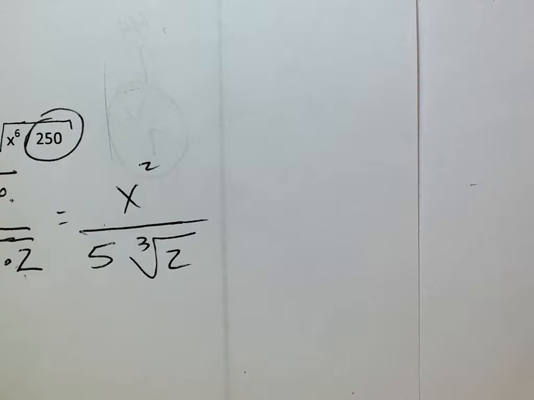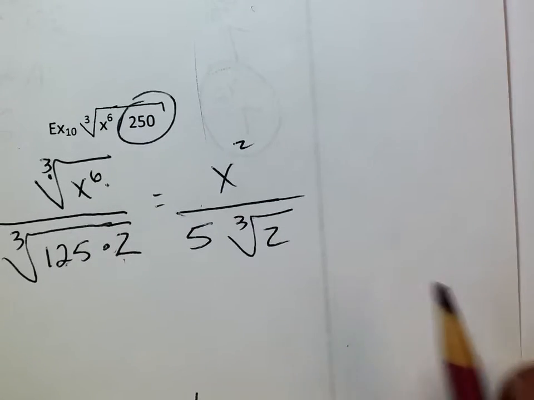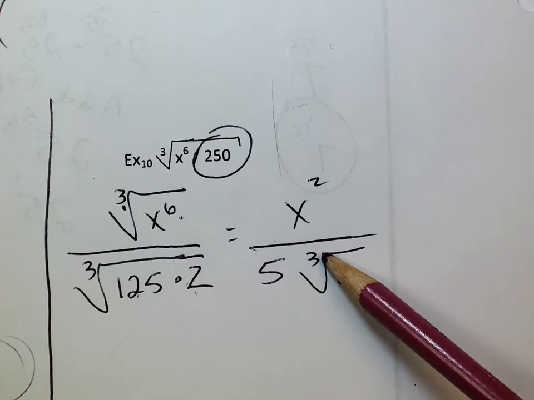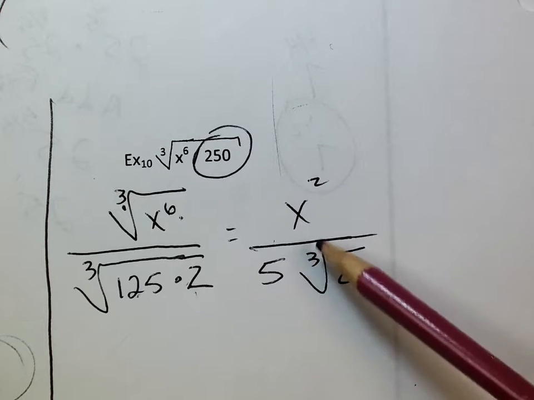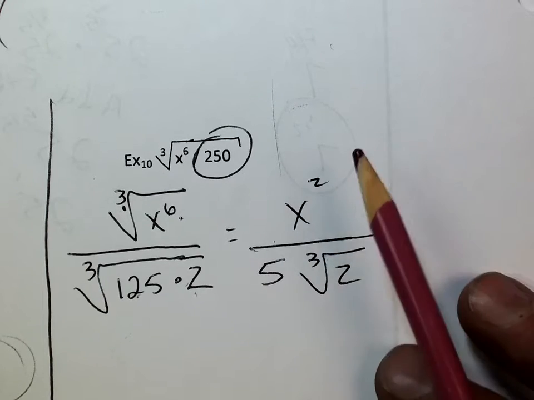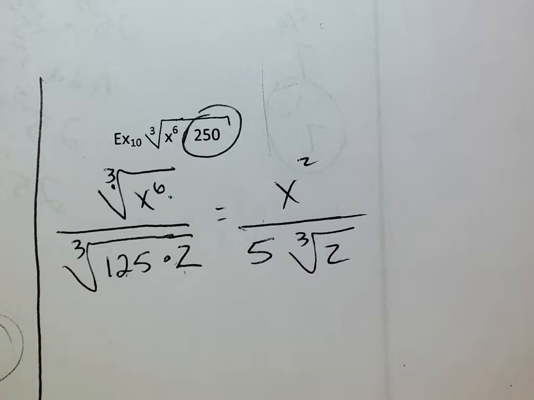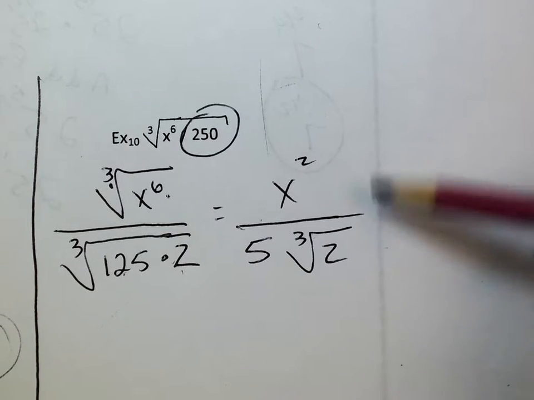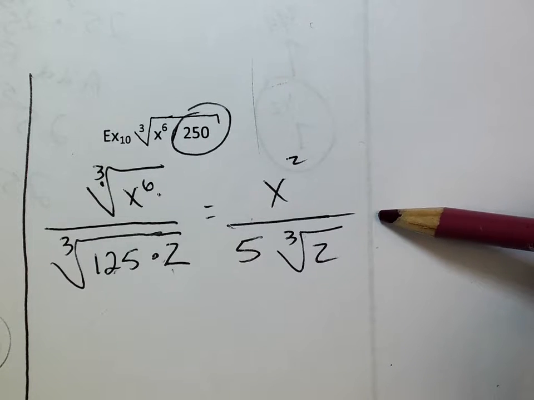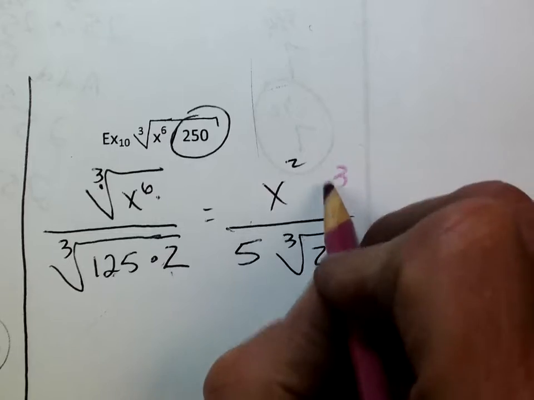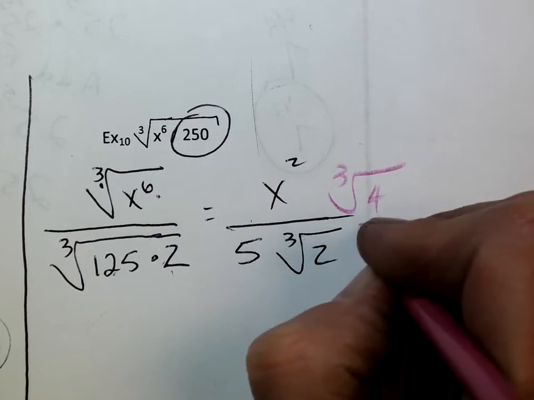I cannot have a root in the bottom. How do I get rid of this cube root in the bottom? By what? Cube root of what? It's not 2. It's going to be the cube root of 4. Why 4? Good question. Why 4?